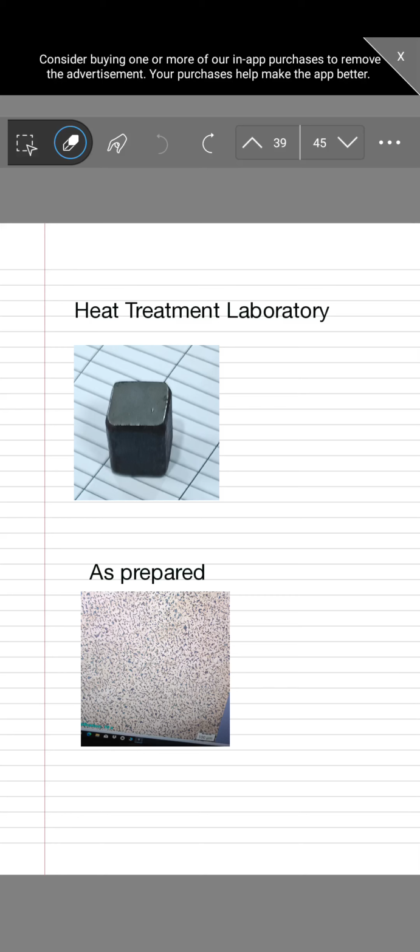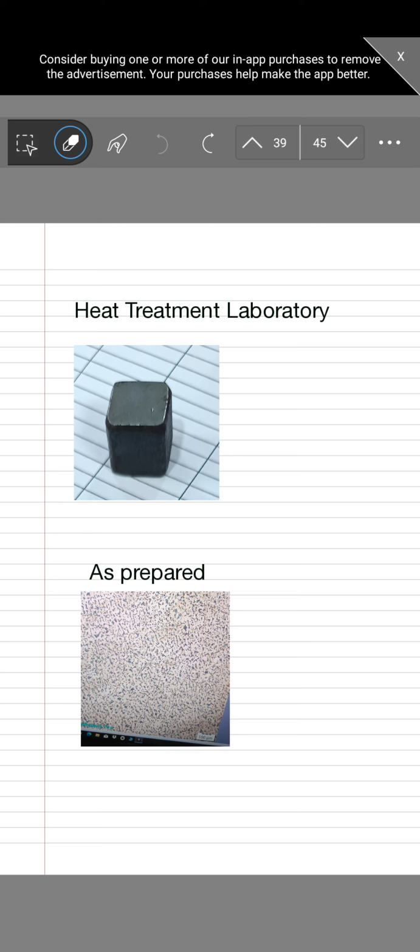Hello students, in this lecture we will be discussing the heat treatment process and observe what it does to the macrostructure as well as the hardness, and we will try to form a structure-property correlation and understand it.